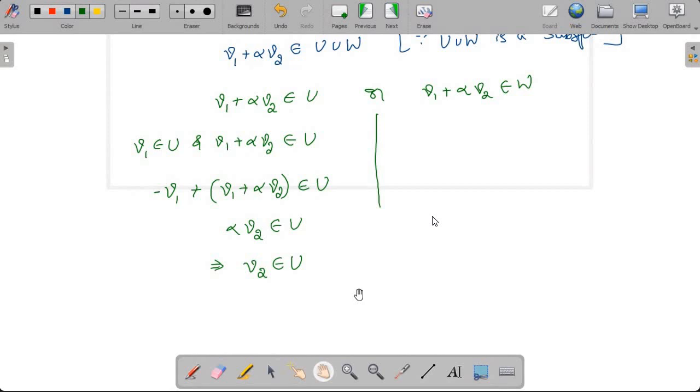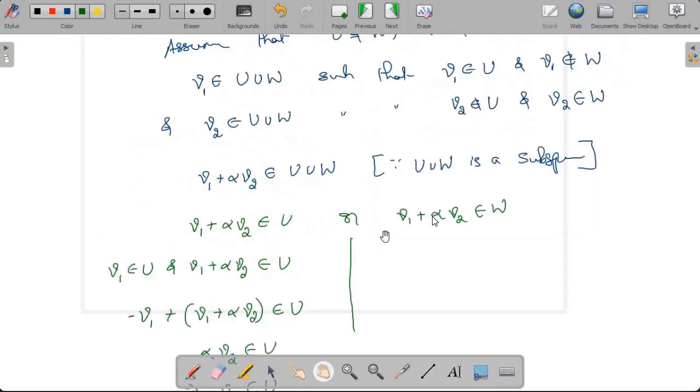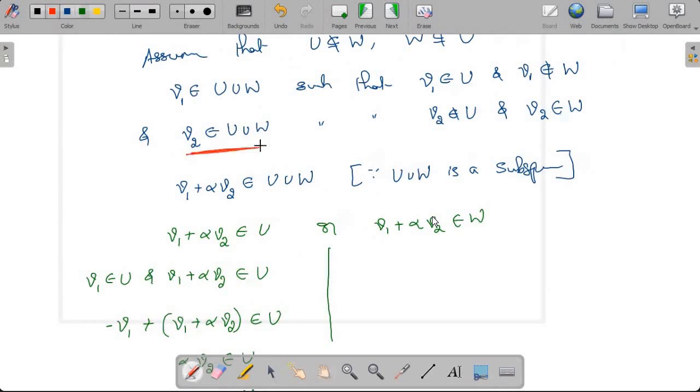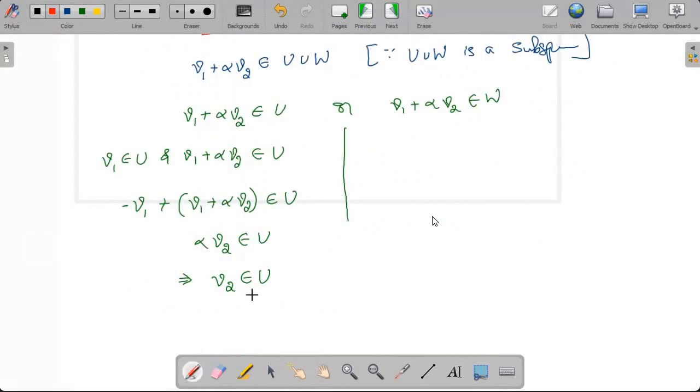But how did we choose this V2? We have chosen this V2 in such a way that V2 doesn't belong to U and V2 belongs to W. But what did you get here? V2 is an element of W. We chose this V2 to be outside U, but here what we got is that this V2 is in U.